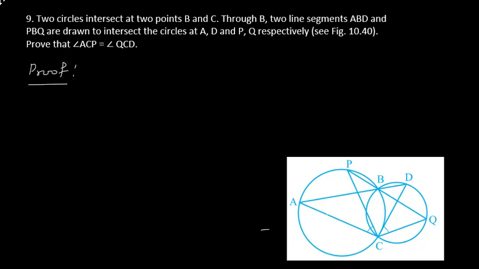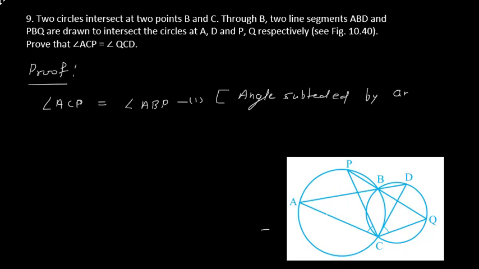Now what you say? You will say that angle ACP is equal to angle ABP. Your angle ACP is equal to angle ABP. Reason: angles subtended by the same arc AP in the remaining part of the circle.